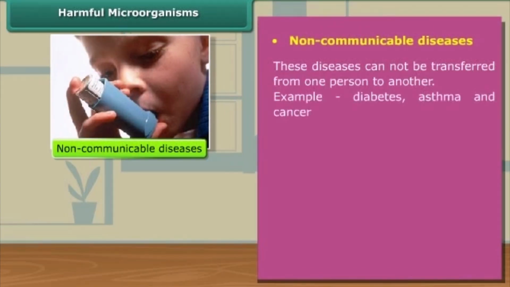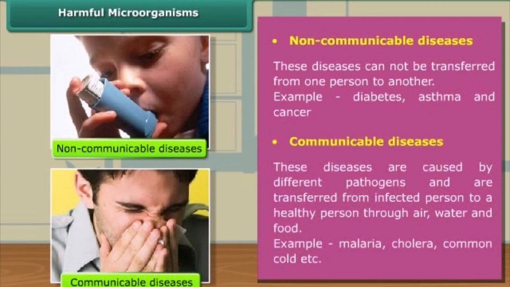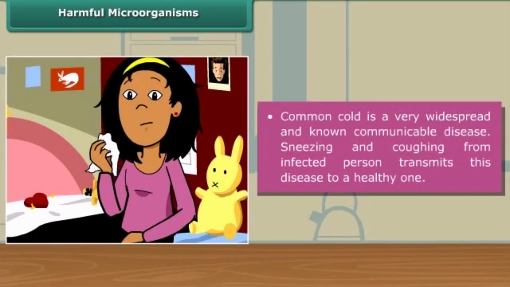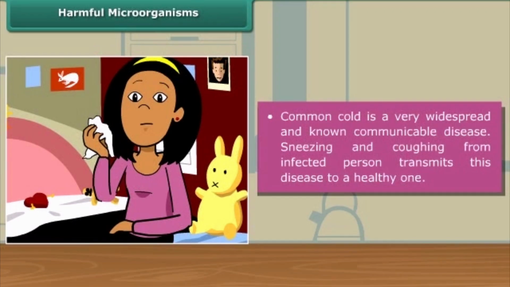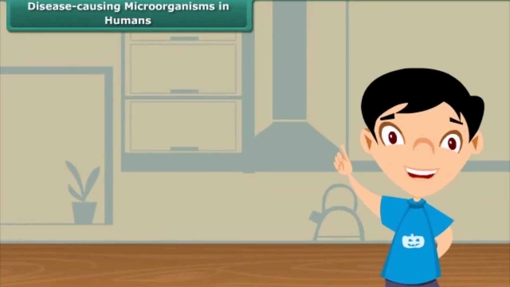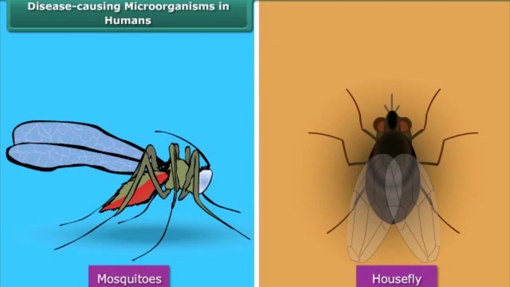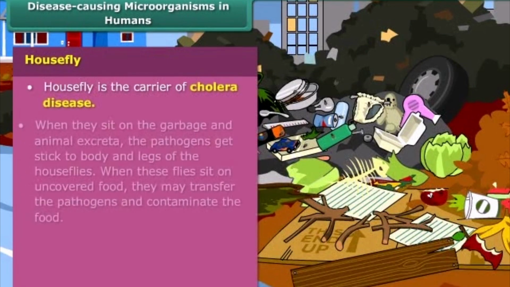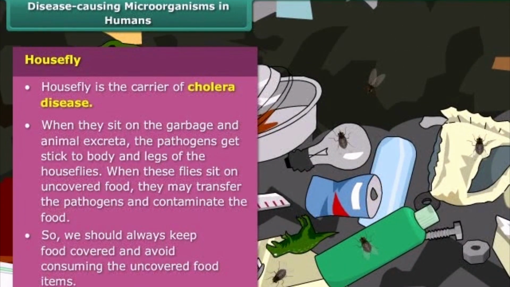Non-communicable diseases cannot be transferred from one person to another, while communicable diseases are transferred from an infected person to a healthy person by means of air, water, food, etc. The common cold is a very common example of a communicable disease. Friends, some insects and animals found in our surroundings act as carriers of pathogens. Housefly and mosquitoes are common examples of such carriers. In cholera, the housefly is the carrier of many pathogens.